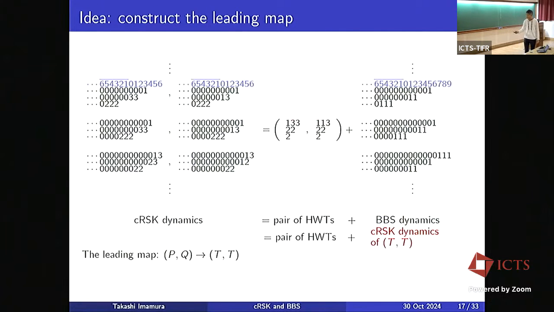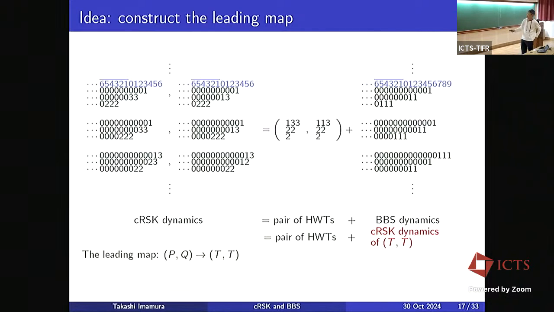So in this sense, these two dynamics are equivalent. Okay, so our theorems can be rephrased as follows. The CRSK dynamics is decomposed by a pair of HWT and a pair of some special CRSK dynamics of TT. So the tableau having only one element like this.